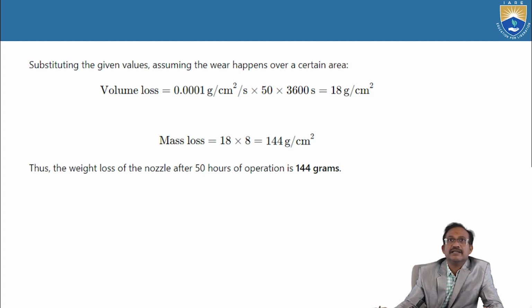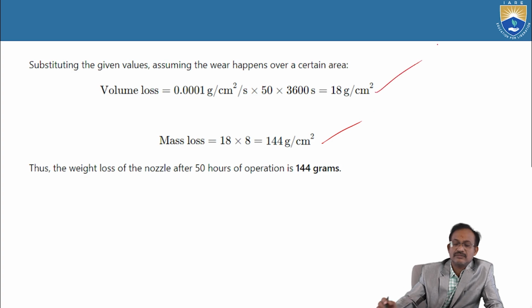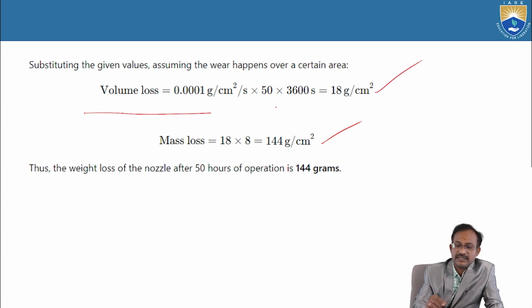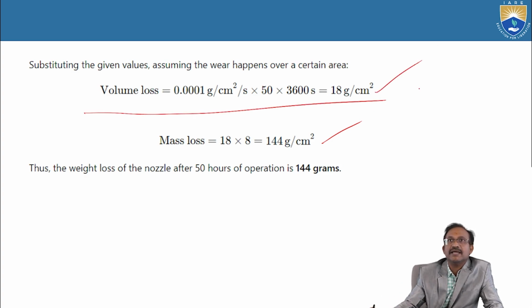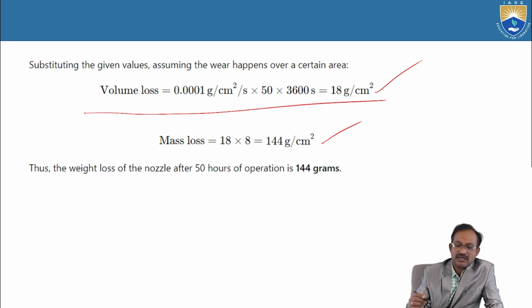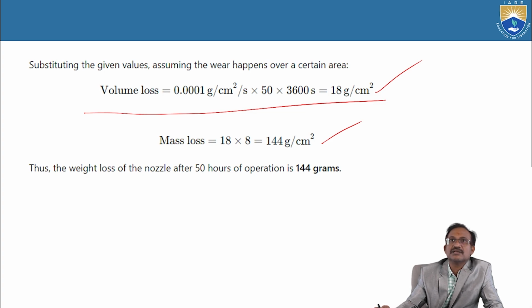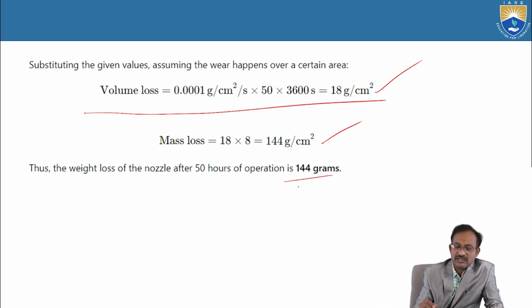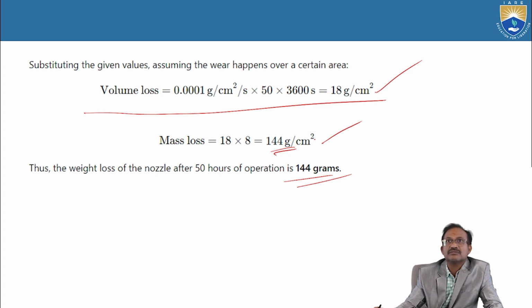So substitute these values so that we will get volume loss and mass loss. We get volume loss 18 grams per centimeter square, and mass loss 144 grams per centimeter square. So the weight loss of the nozzle after 50 hours of operation is 144 grams.